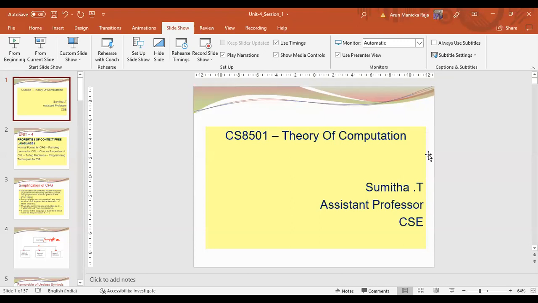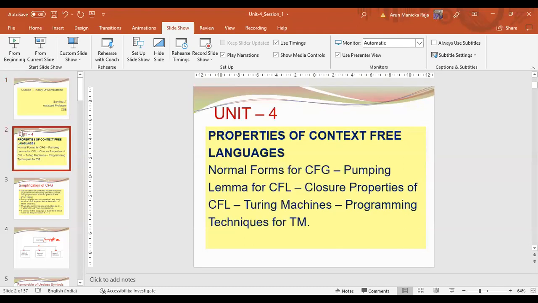Like we interact in offline, likewise, please interact. And A and B sections also are there, right? Okay. Now I'm going to start the fourth unit. This is our syllabus. My screen is visible, right? Yes, ma'am. Thank you.